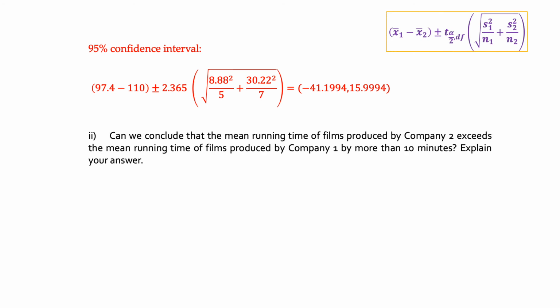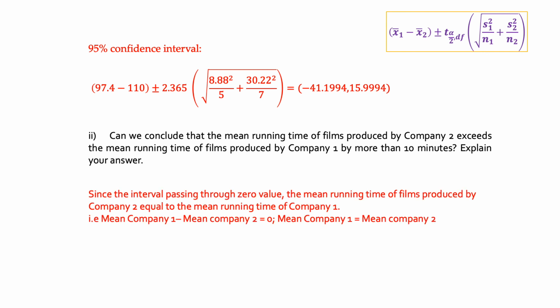Next question. Can we conclude that the mean running time of films produced by company 2 exceeds the mean running time of films produced by company 1 by more than 10 minutes? Explain your answer. So how do we interpret the interval? Since the interval passes through zero, the mean running time of films produced by company 2 is equal to the mean running time of company 1.